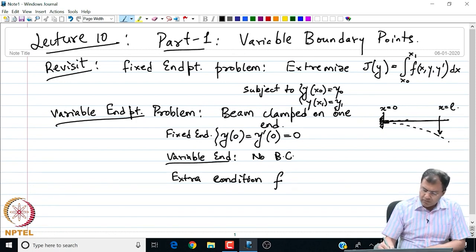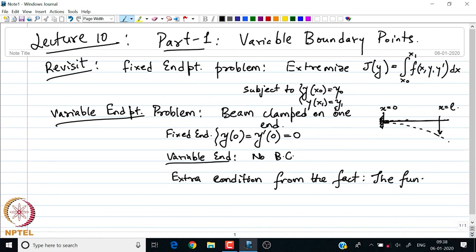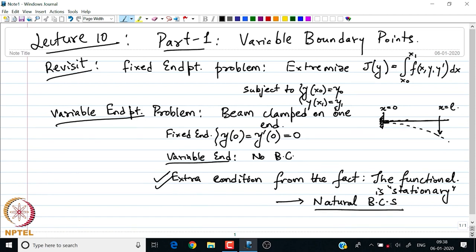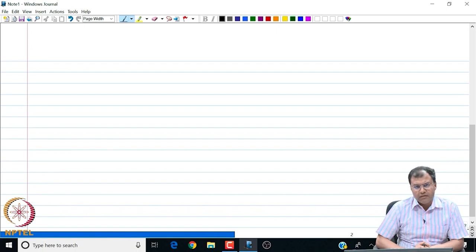So, the extra condition comes from the fact that the functional we are trying to optimize is stationary at the extremal solution, and the imposition of this particular statement will lead us to the development of new conditions known as the natural boundary conditions. We will see that the natural boundary conditions reduce to the fixed point boundary conditions if we fix the free end. So the natural boundary condition turns out to be a general class of boundary conditions, of which the fixed point boundary condition is a subset. Let us now build the background on finding this set of natural boundary conditions.